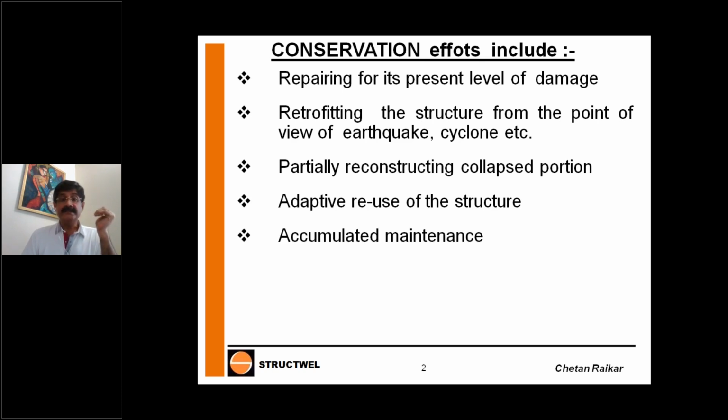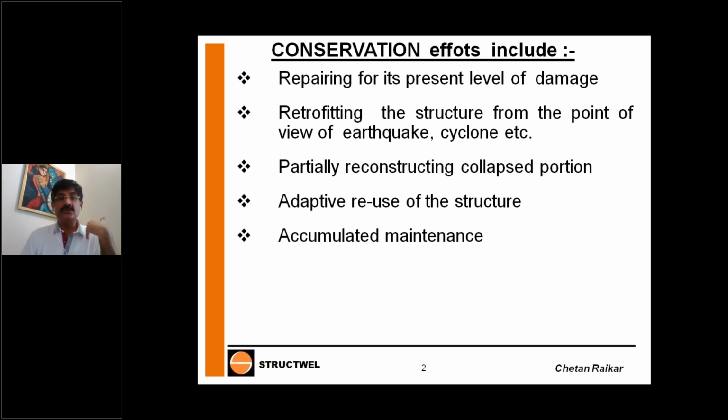Accumulated maintenance. Day before yesterday, there was a collapse at Fort in Mumbai. We all must have read about it in the newspaper. That collapse is probably due to accumulated maintenance. These structures are 80, 100, 120 years old, and they do require maintenance on a timely basis. Maintenance is a neglected subject in Indian parlance, I believe.